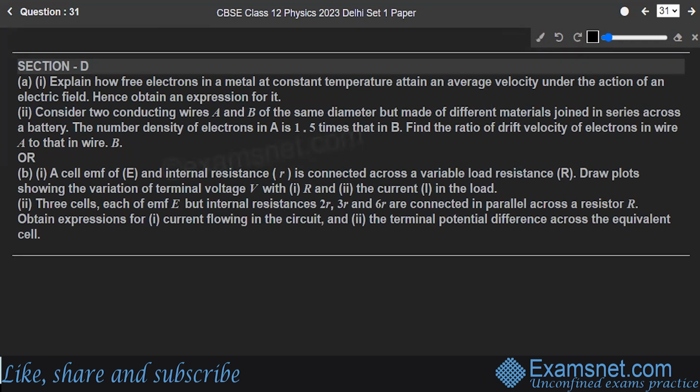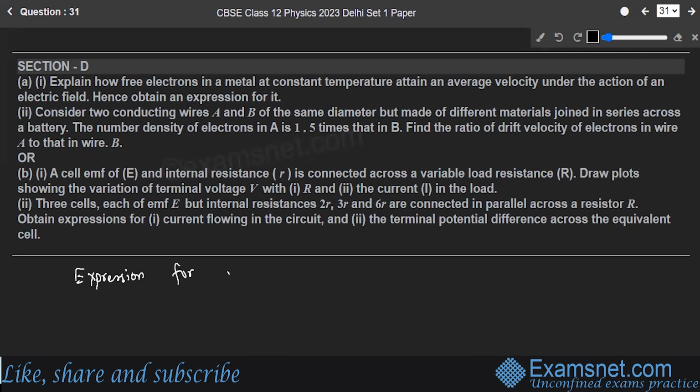Now, when an electric field is applied between the two ends of the metallic conductor, the electric field is set up across the two ends of the conductor, and now free electrons move in a particular direction due to the external electric field, and they get accelerated. So let's derive the expression for the drift velocity.